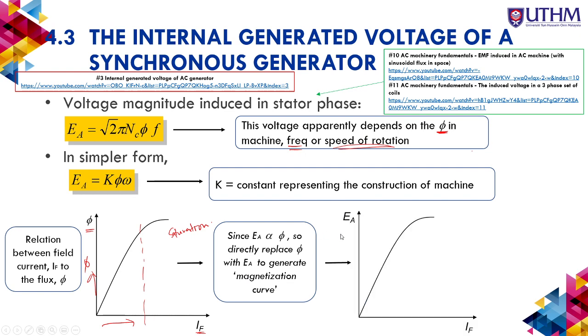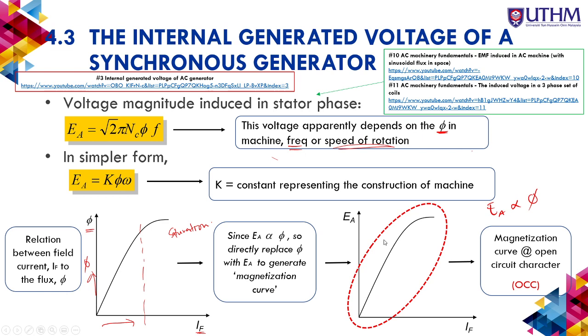If I'm not mistaken, there's also another name. Since EA is proportional to the flux, they will be the same. So kalau IF naik, EA pun akan naik. So this is the magnetizing curve or the open circuit characteristic, if I'm not mistaken. So the OCC.